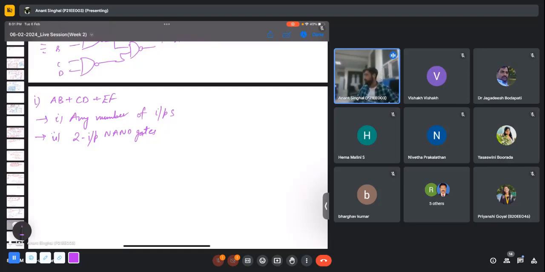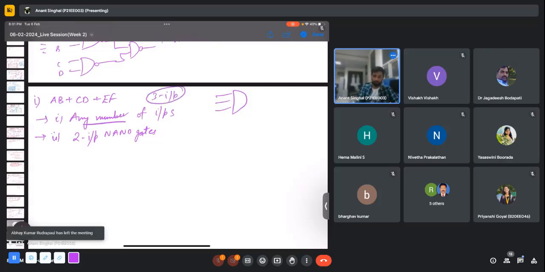Sir, and any number means how much is the maximum? I mean you can use three inputs, whatever. Yeah, let's say not any number. You can even use three inputs for the first part, and for the second part you can use only two-input NAND gates. So we'll start this problem in the next week's lecture as a first problem, and then we'll proceed to the subsequent topics.